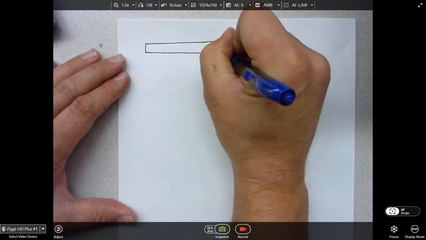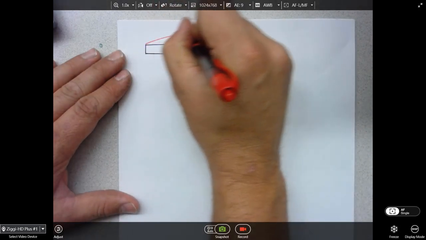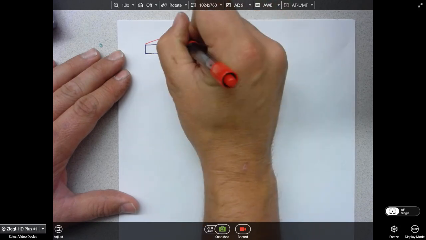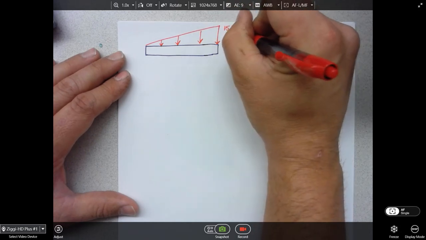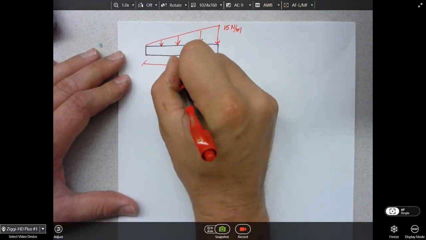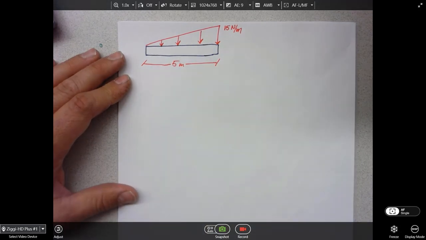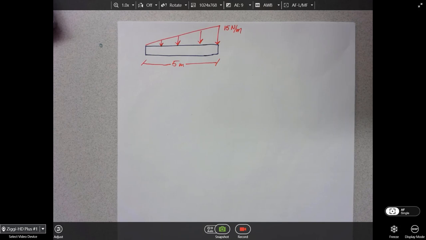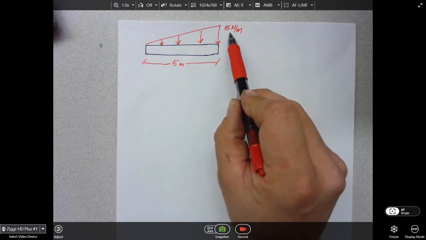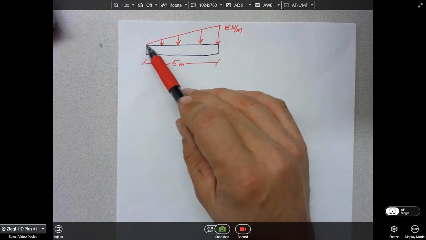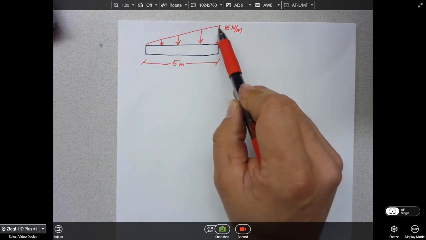Let's try a problem. I'm giving you a beam here with a sloping distributed load. In your book and in tests, when you have a sloped load like this and a number next to it, that's telling you what it tops out at. So this goes from 0 to 15 newtons per meter.